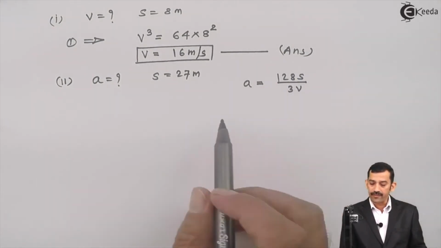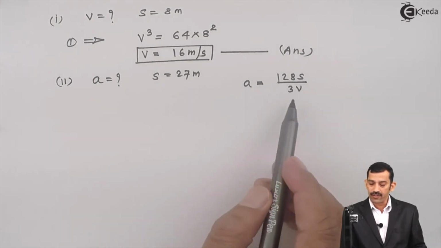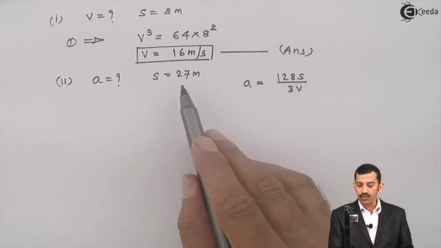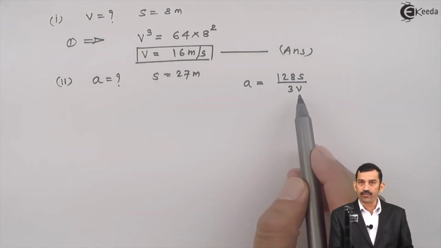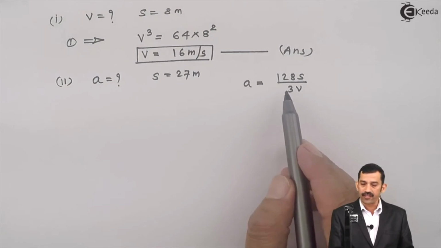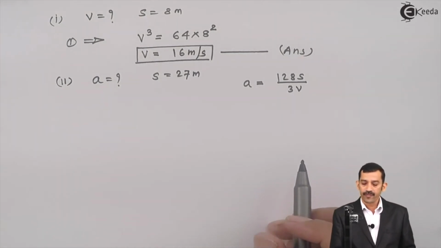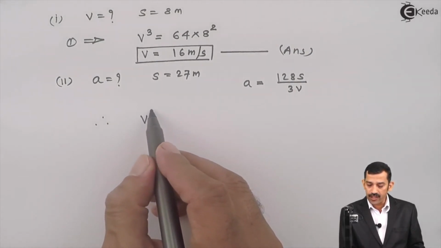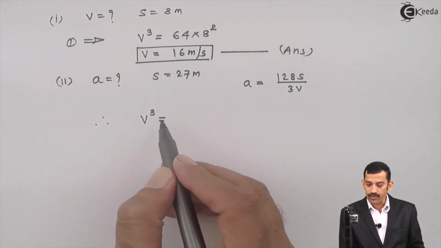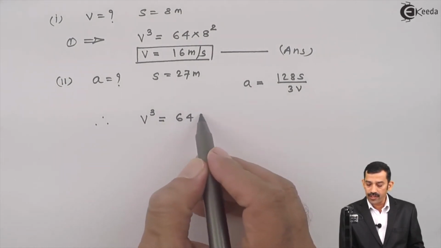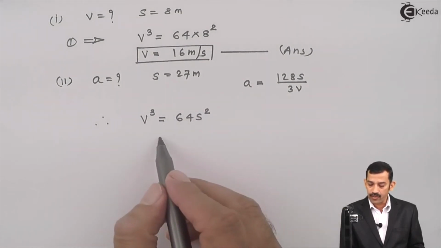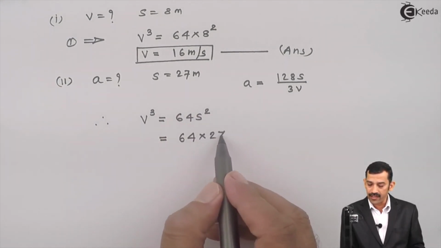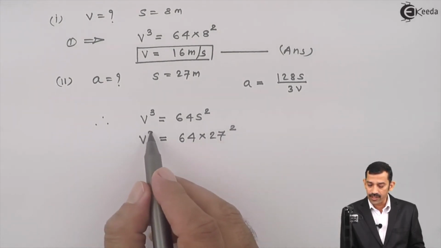But in this equation, if you substitute s as 27 meters, direct acceleration is not possible. That means when s is 27 meters, you must know the velocity. That velocity you have to find out. If you substitute this velocity in this equation, easily acceleration is possible. Therefore, using the equation v cube equal to 64 into s square, we substitute s as 27 meters and its square, this is v cube.